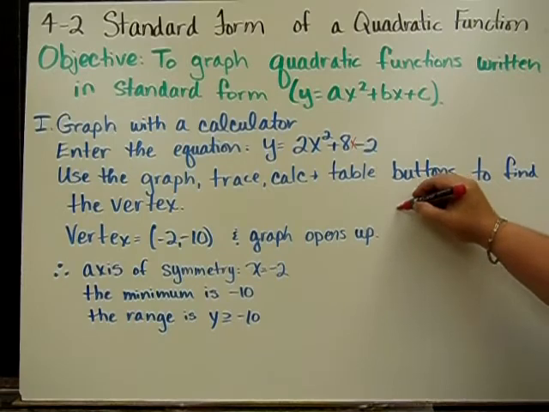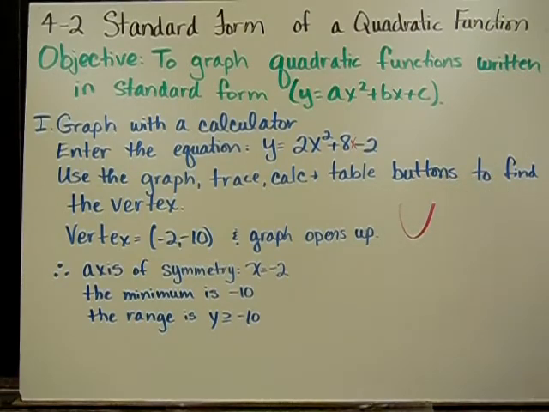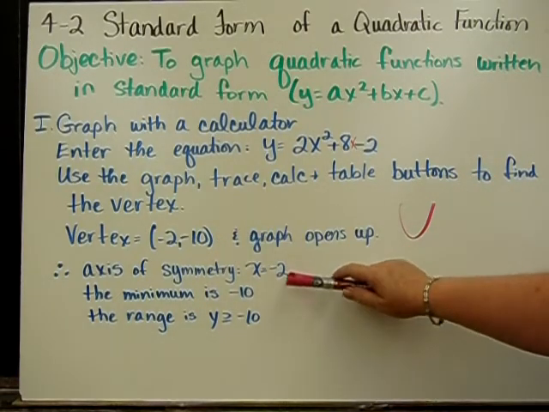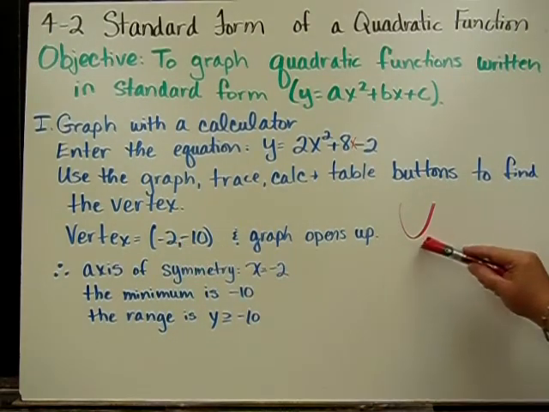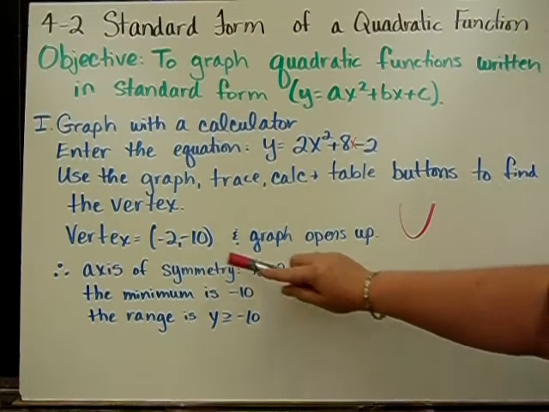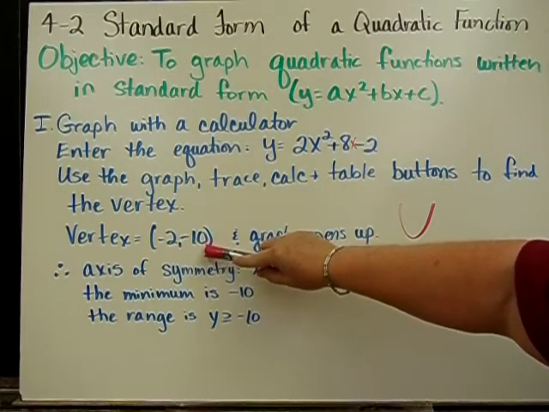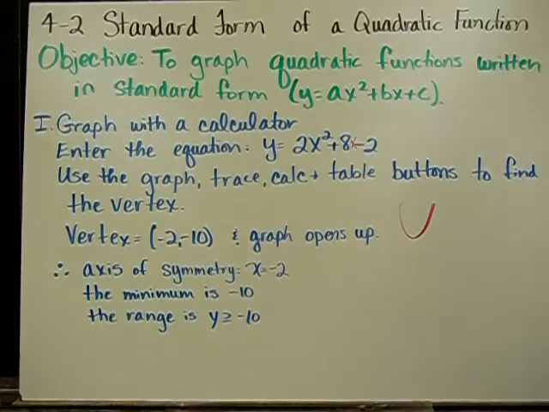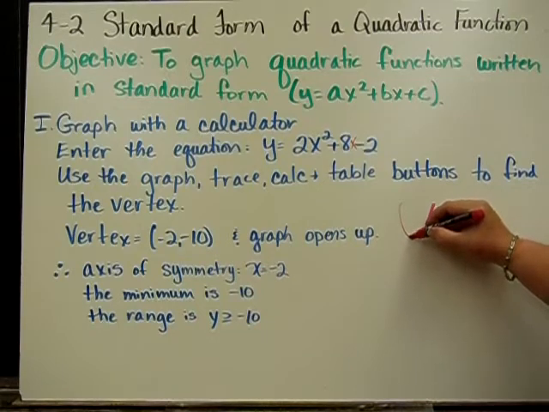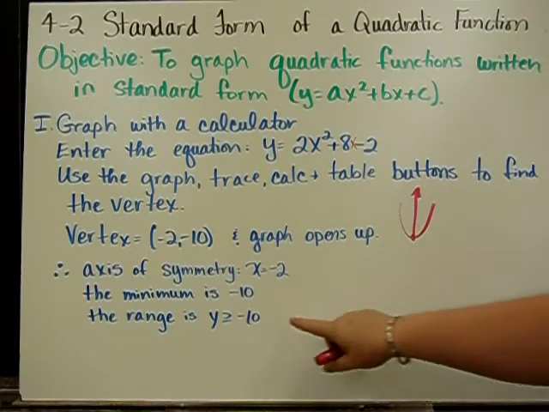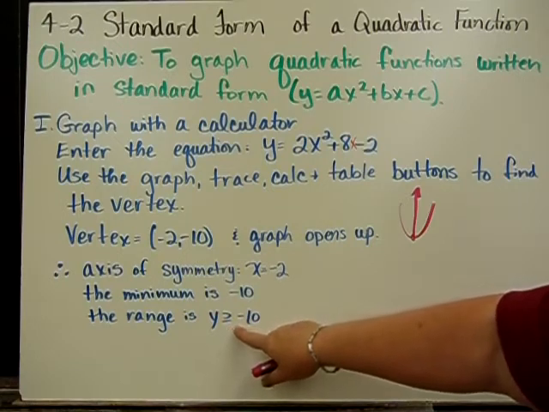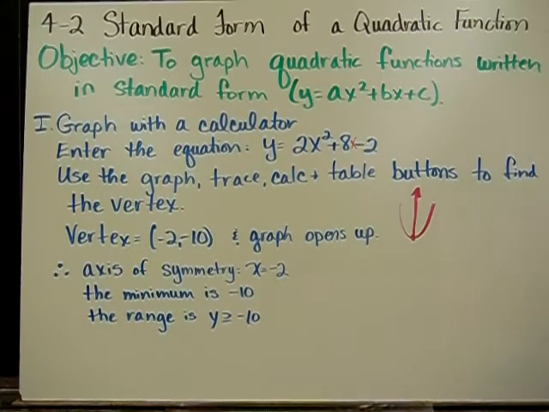opens up. So from the vertex, you know that the axis of symmetry is x equals -2. Because it opens up, you know we have a minimum, and the minimum is -10. And because it opens up, that means our range will start down here at -10 and go to positive infinity. So the range is y is greater than or equal to -10.